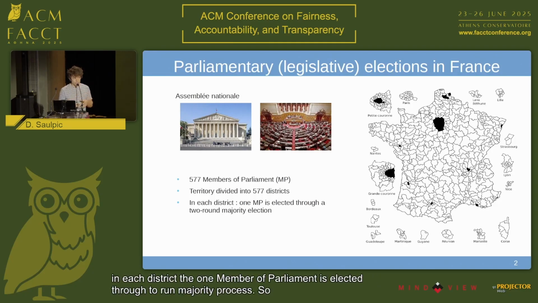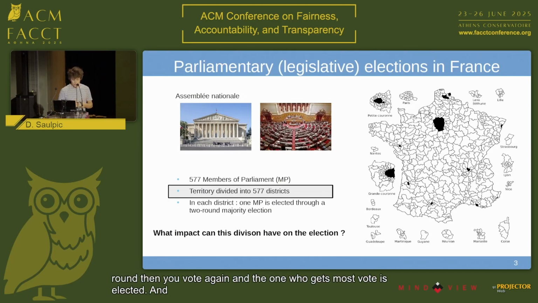So a first round, there's a host of candidates. Everyone votes in one district. The two candidates who get the most votes make it to the second round. Then you vote again, and the one who gets the most votes is elected. And in our work, we question how the division of the territory may impact or not the outcome of the election.